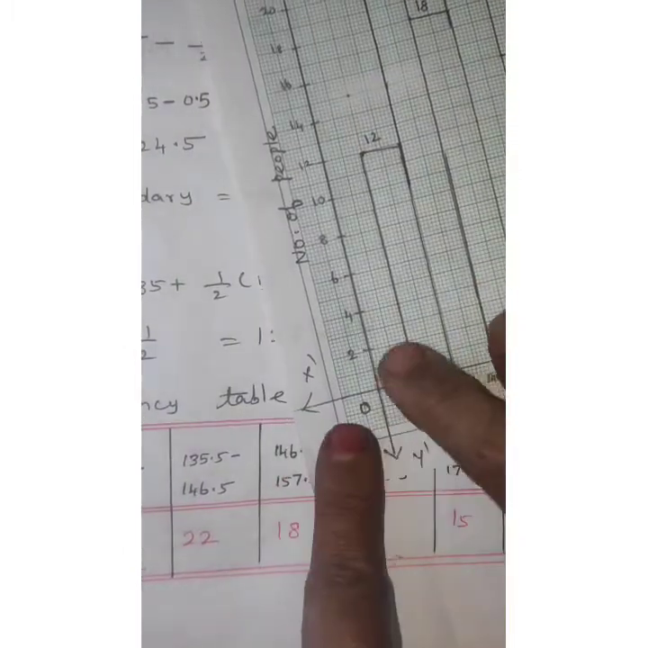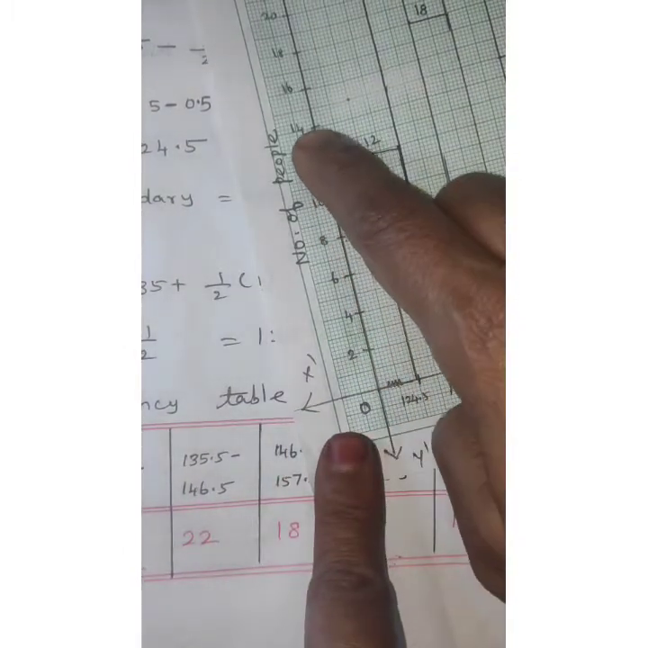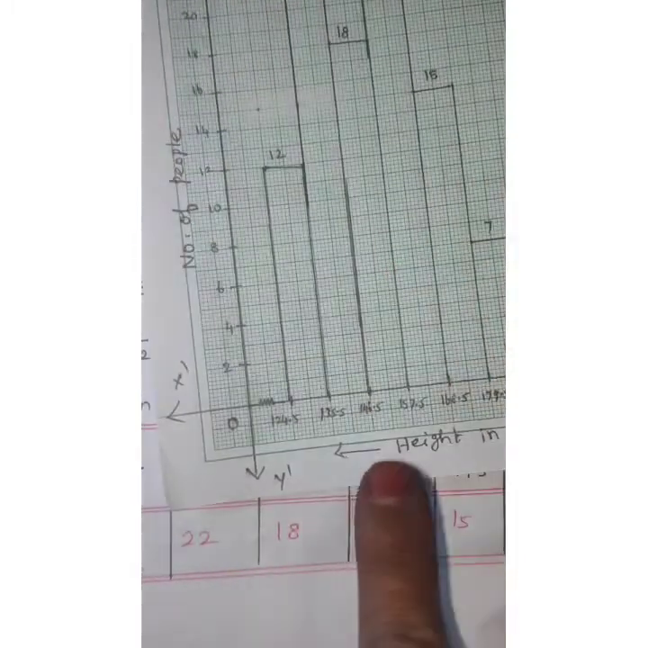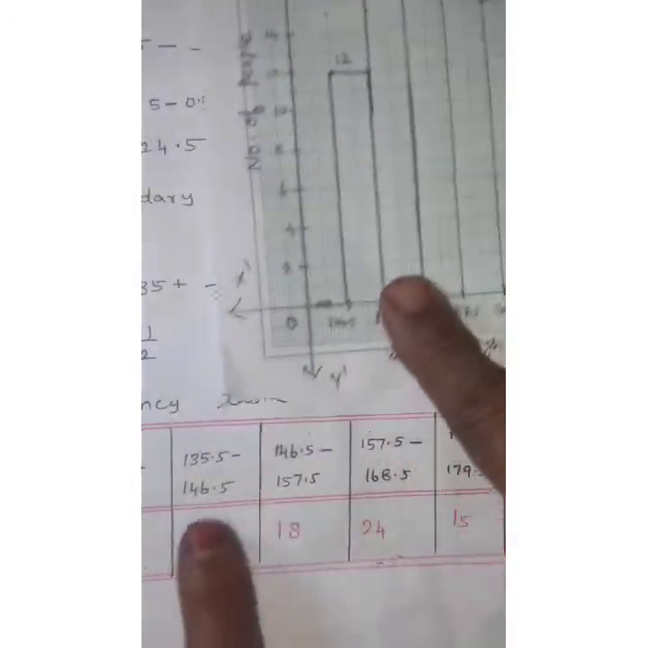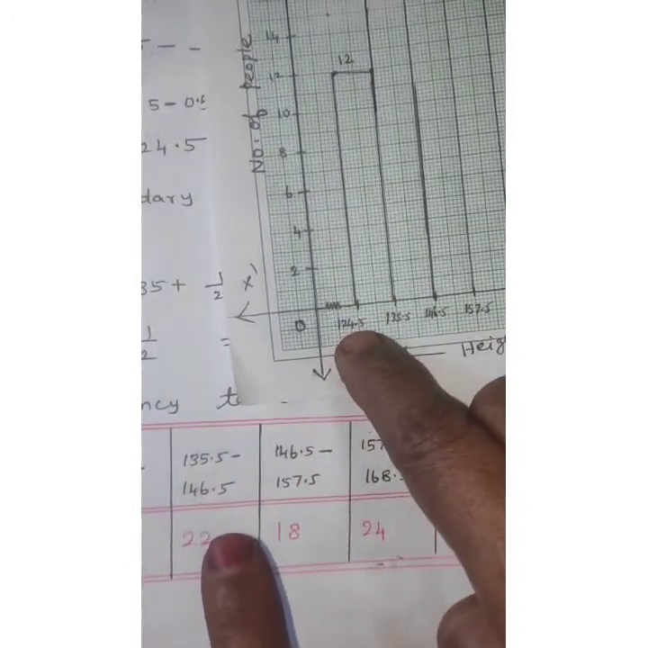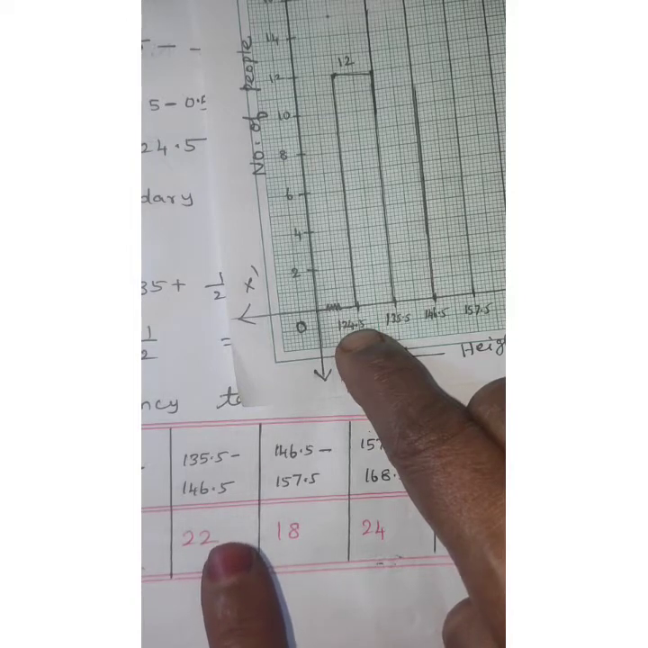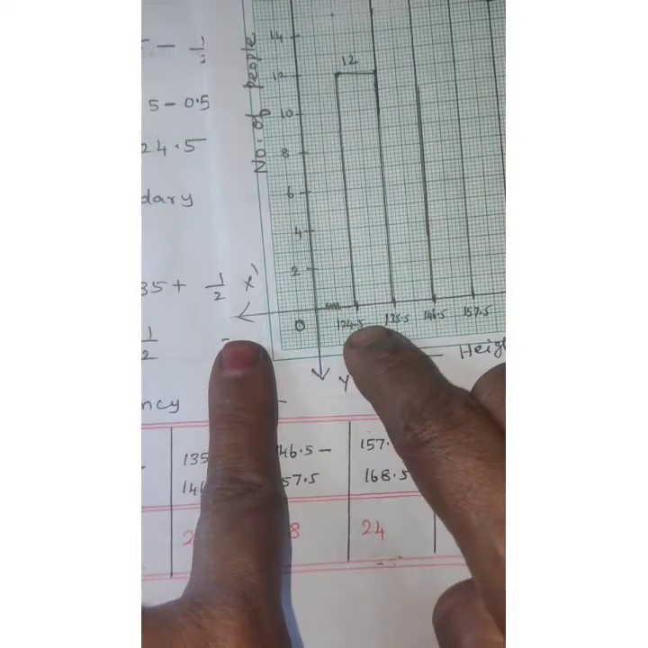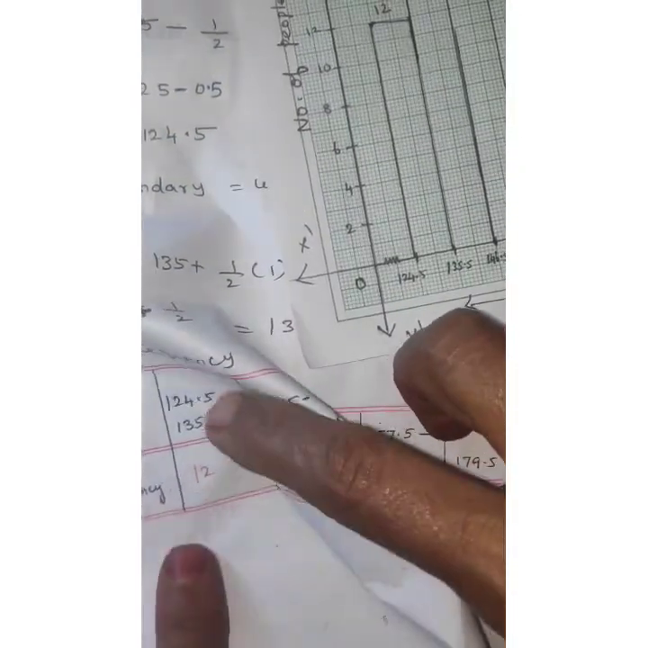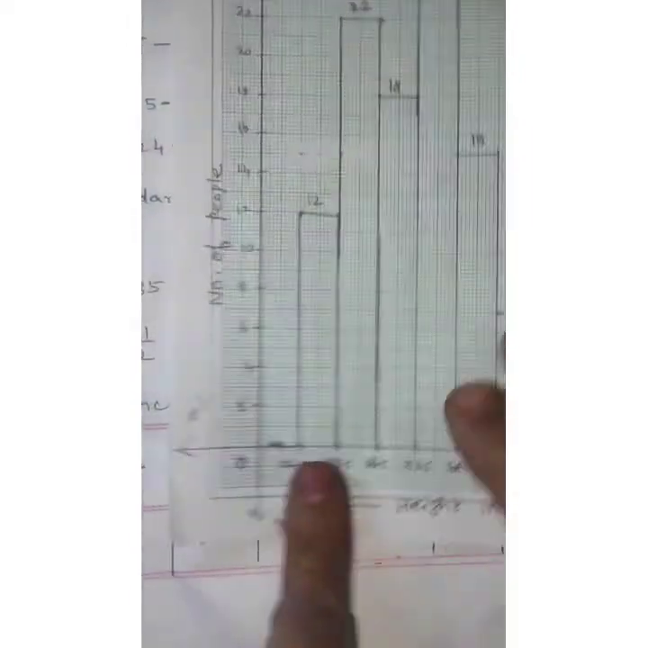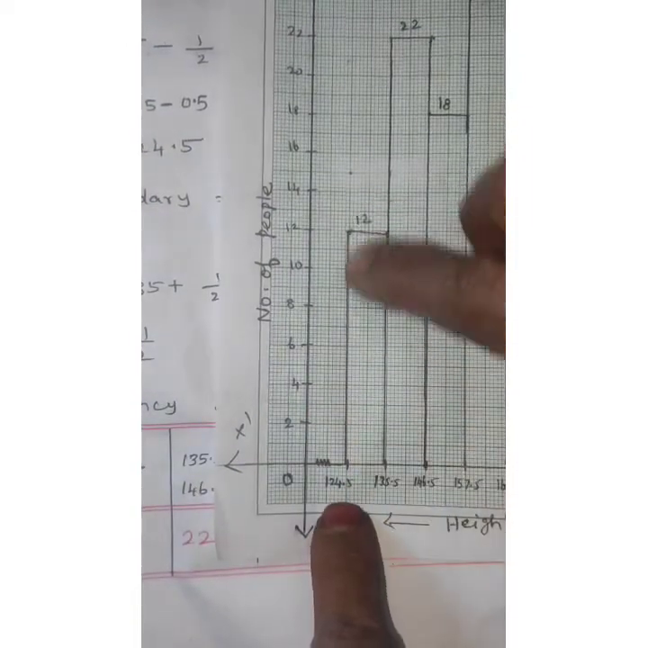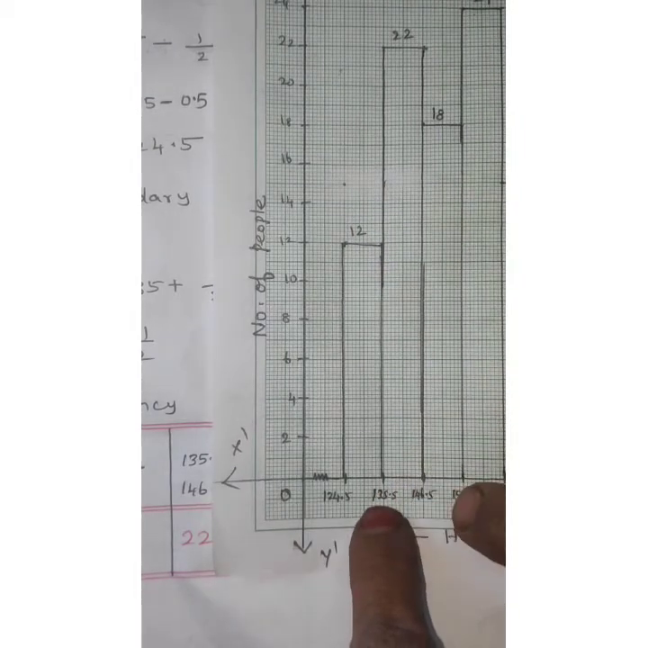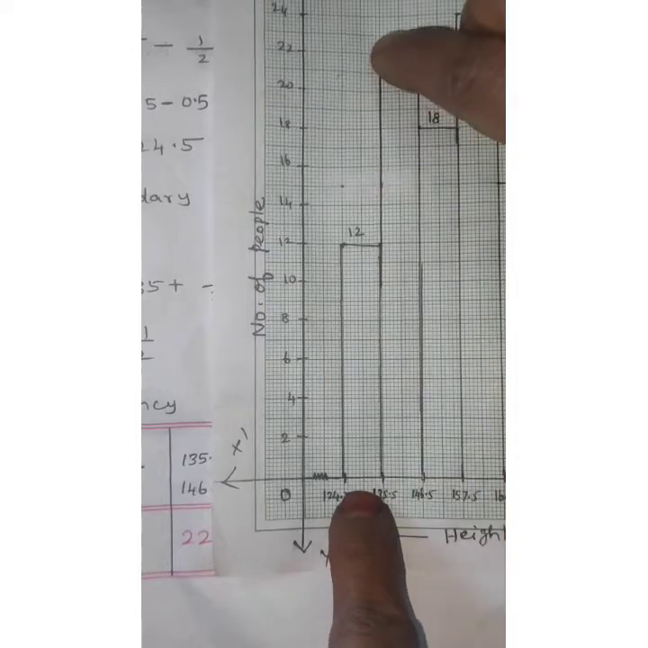On the y-axis, write 2, 4, 6, 8, 10, 12, 14, 16, 18, 20, 22, 24, 26, 28. The scale does not start from 0 and the x-axis starts from 124.5, so put the break symbol. For the class 124.5 to 135.5, the frequency is 12, so you mark it there and draw the line. Next 22 for 135.5 to 146.5, so for the two numbers put two dots.